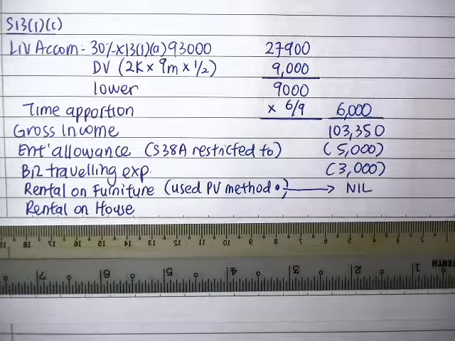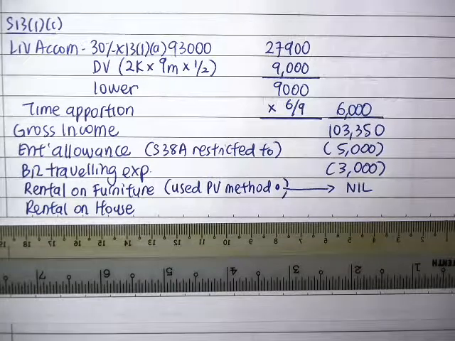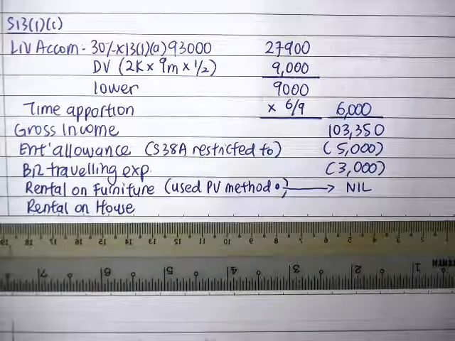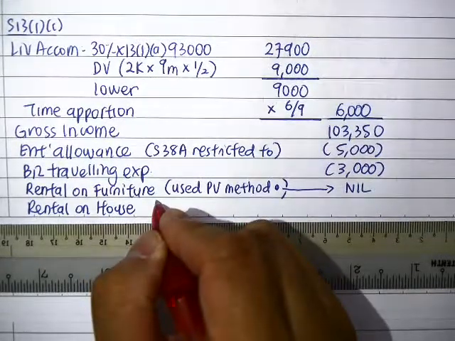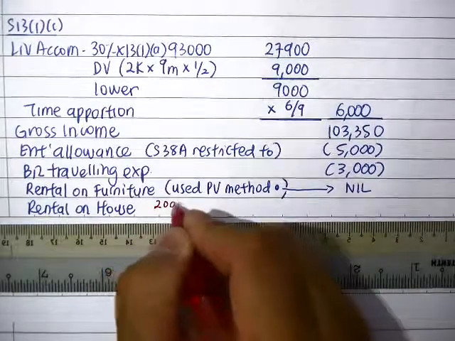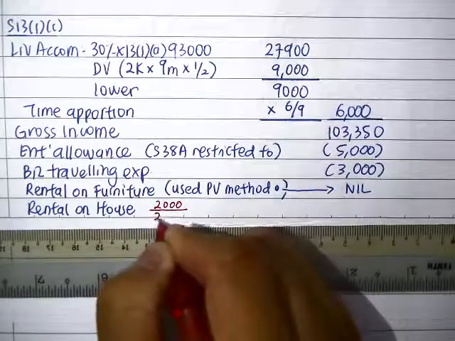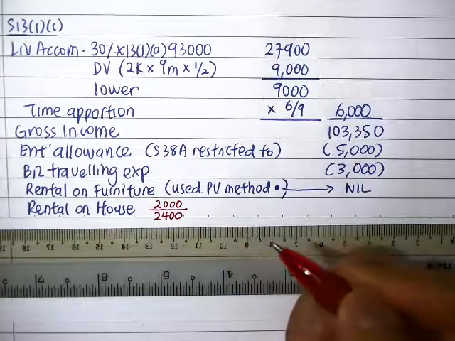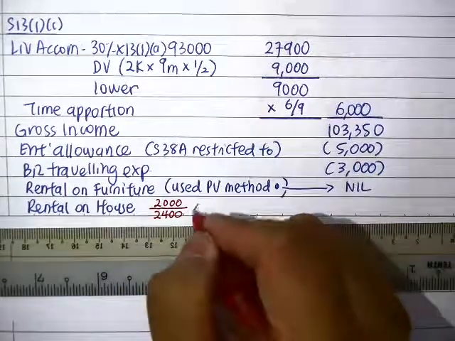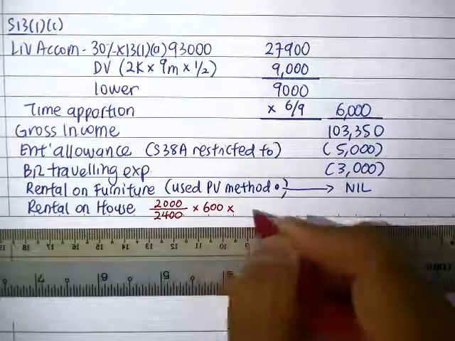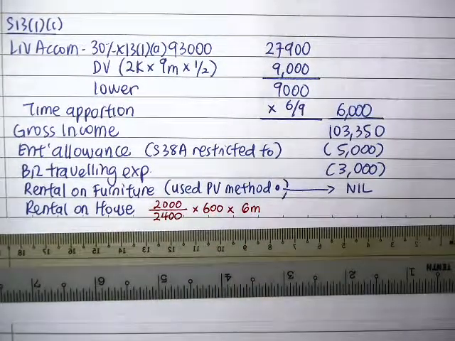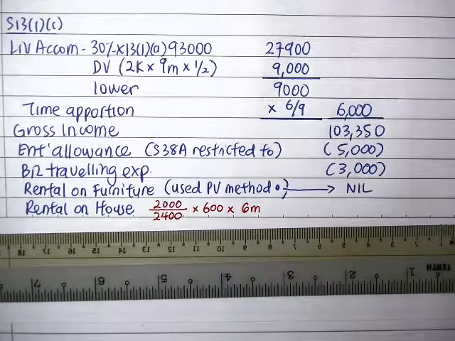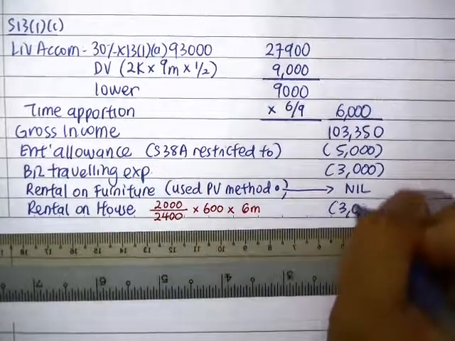Now the rental on the house, then how much do you claim? Now you have to apportion back yourself, right? So how much do you apportion? So we're gonna take the DV, 2,000 for the house out of 2,400, and then multiply by the rental that you're paying for 6 months. Now that comes to 3K.